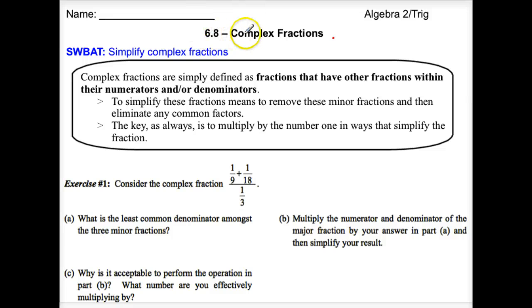Here we are with 6.8, complex fractions. Our objective is that students will be able to simplify complex fractions.